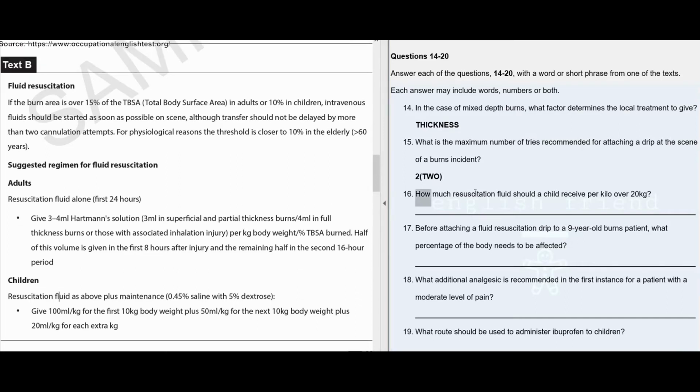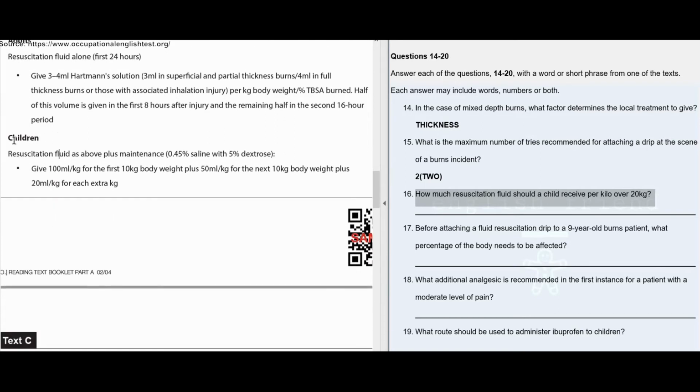Question number 16. How much resuscitation fluid should a child receive per kilo over 20 kilogram? So it's again about fluid resuscitation. So same text, text B. Under the subheading children, we may find resuscitation fluid as above plus maintenance. Give 100 ml per kilogram for the first 10 kg body weight plus 50 ml per kilogram for the next 10 kg body weight plus 20 ml per kilogram for each extra kilogram. So up to 10 kg, that's going to be 100 plus 50 ml for the next 10 kg. That means still 20 kg. That's going to be these details.